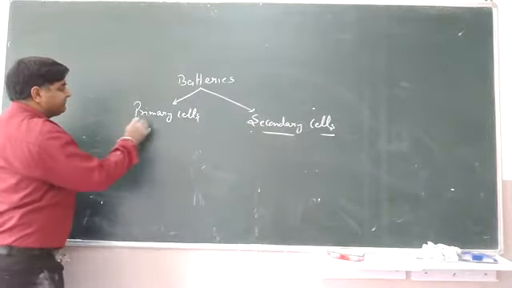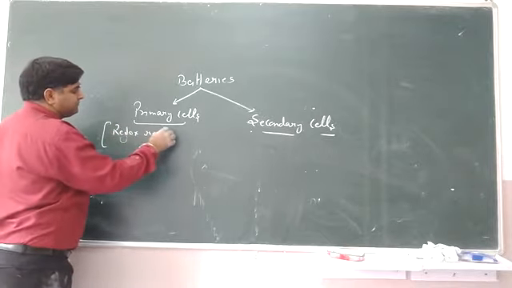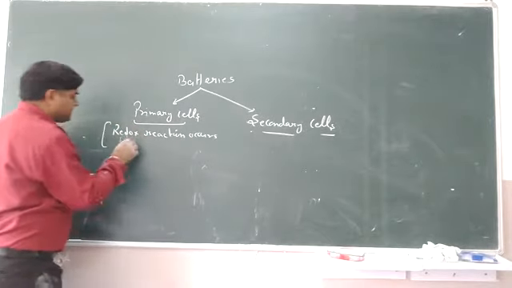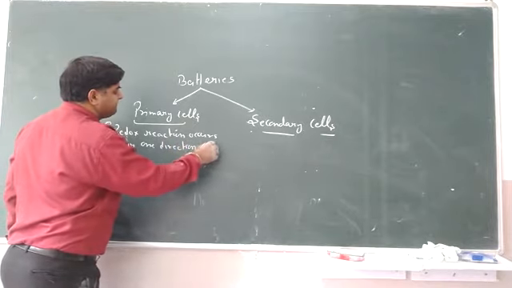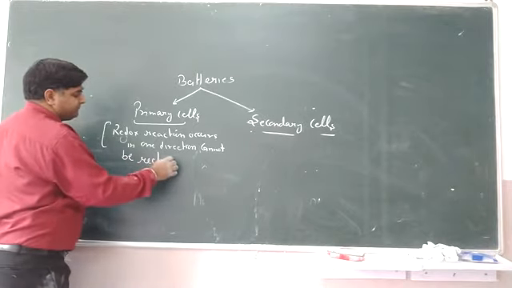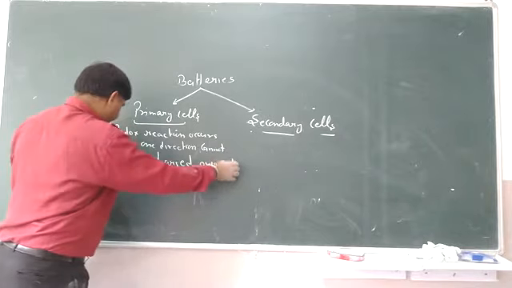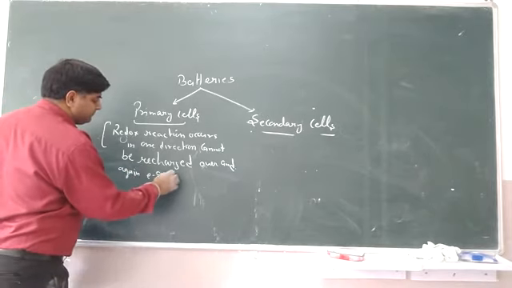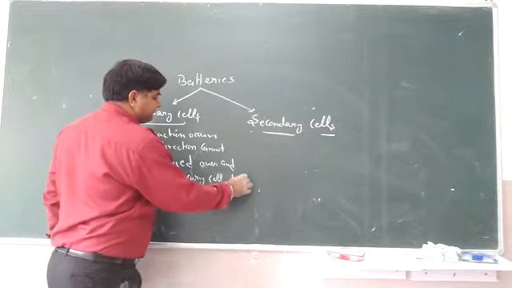Primary cells are those in which the redox reaction occurs in one direction and cannot be recharged over again. For example, mercury cell, Daniel cell, etc.